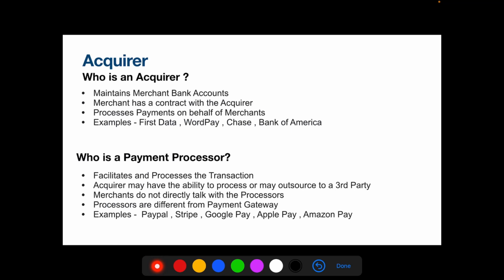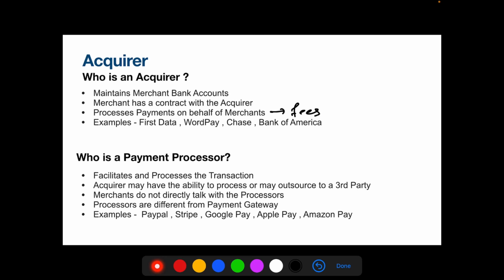The acquirer processes the payments on behalf of merchants, right? So it's the acquirer who says, okay, you don't need to worry about the processing of the payment. You can focus on providing high quality services and goods to the customers, and then we do the processing for you. In return, we'll take some fee or charges on the transaction, okay? And then we will settle the account for you.